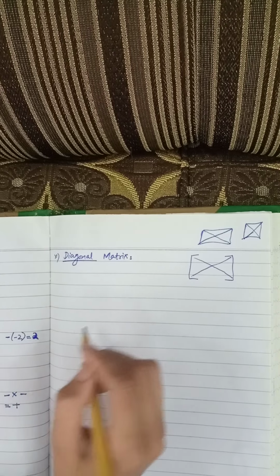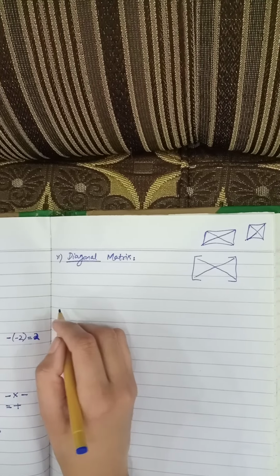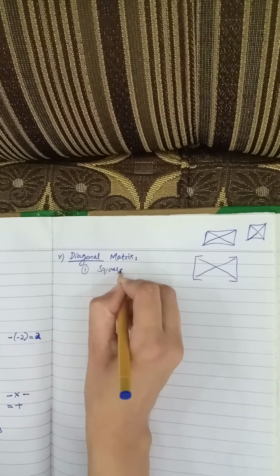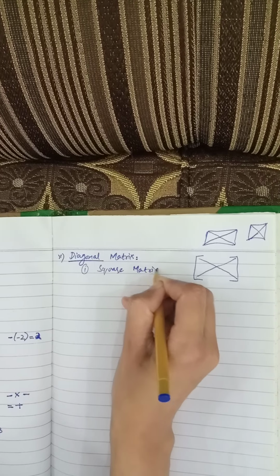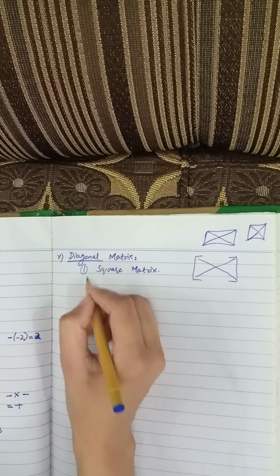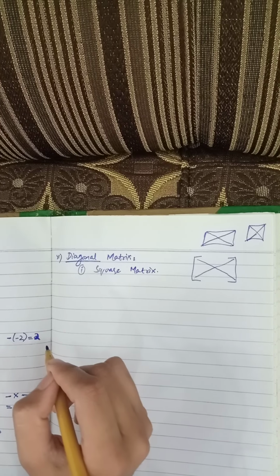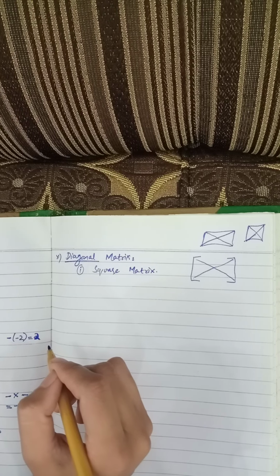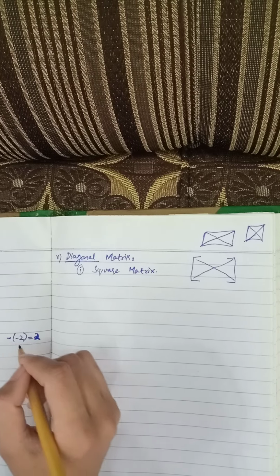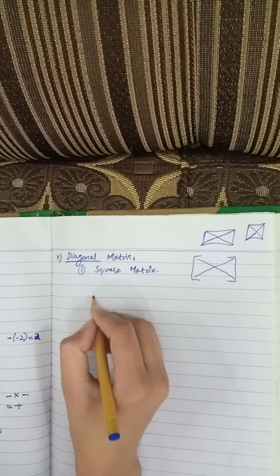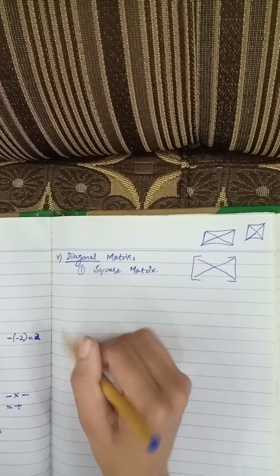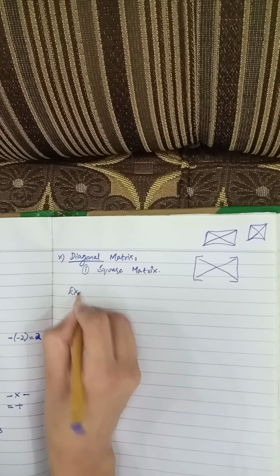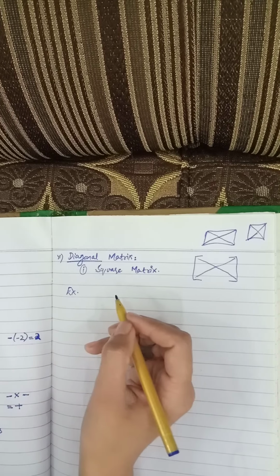Now the diagonal matrix. First condition is that the matrix should be a square matrix, meaning the number of columns and the number of rows in that matrix are equal. If at least one of the diagonal entries is not 0 and the non-diagonal entries are 0, then it would be a diagonal matrix. Understood? No? Let's take an example.